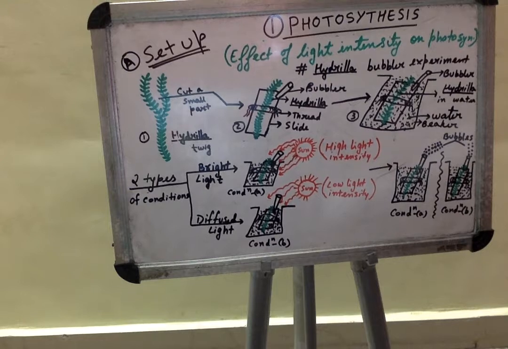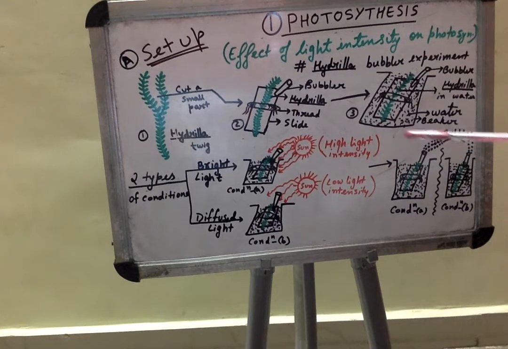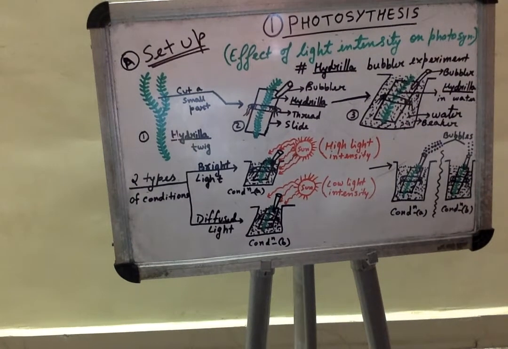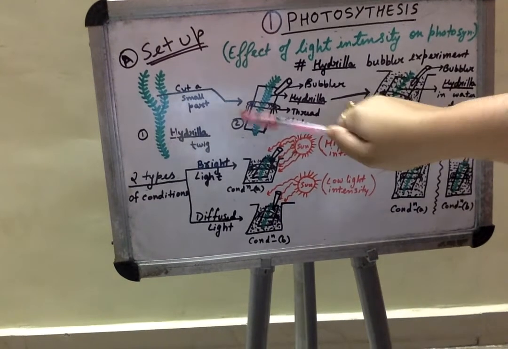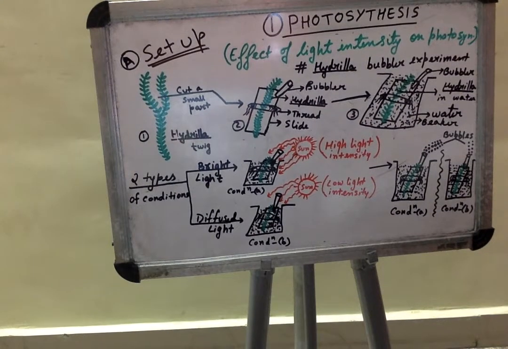Then we need a slide, as you can see here, a beaker filled up with normal water, thread, a small bubbler, and of course our very own Mr. Sun.